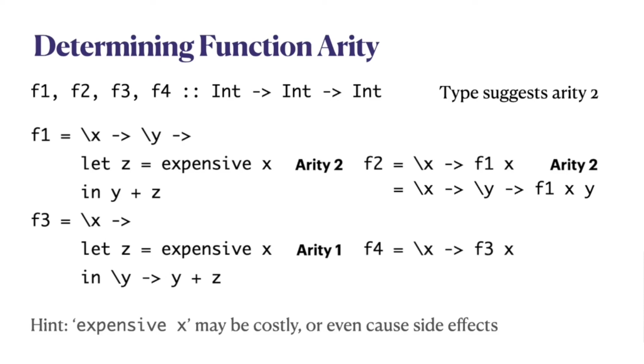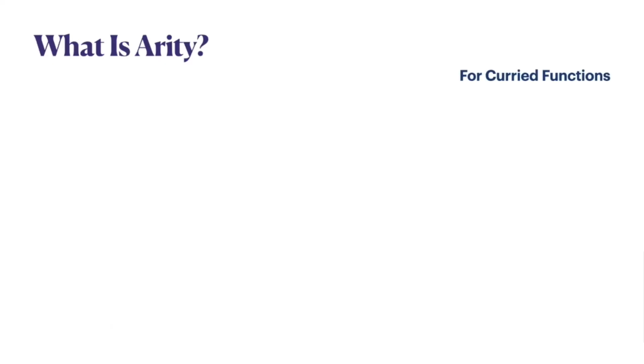f4 is defined similarly to f2. However, this time, the eta expansion is not sound. That's because f3 can do some serious work with only 1 argument, so f4 also has arity 1.